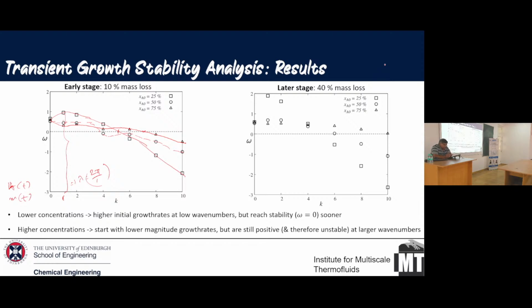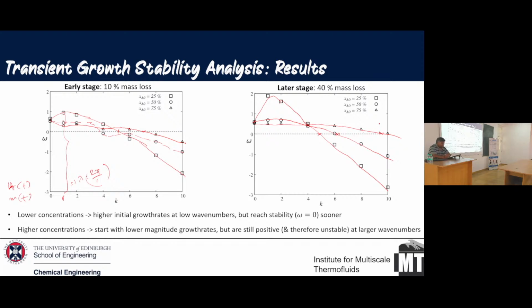So if you look at this carefully, you will see that 25% looks something like this. 50% it's flat. Okay, 75% is further flat. So here at 40% mass loss, you can see that the cutoff wave number, the cutoff where it becomes neutrally stable, has constantly increased.